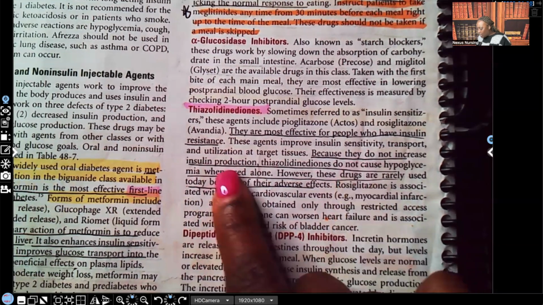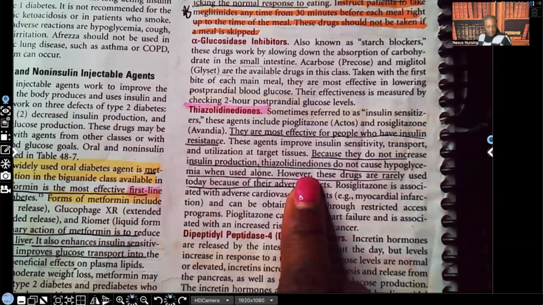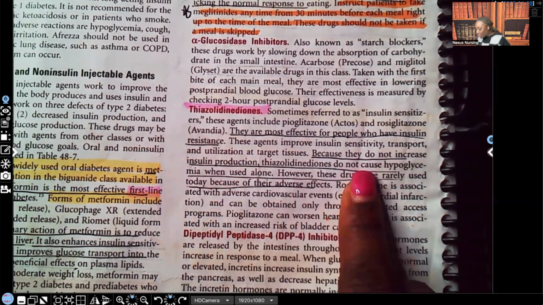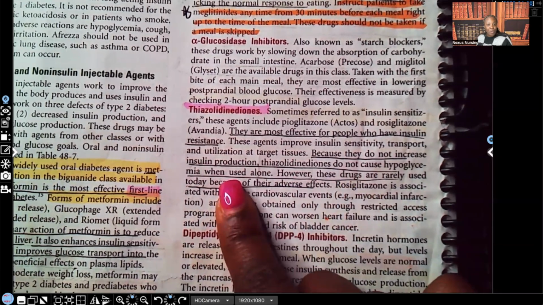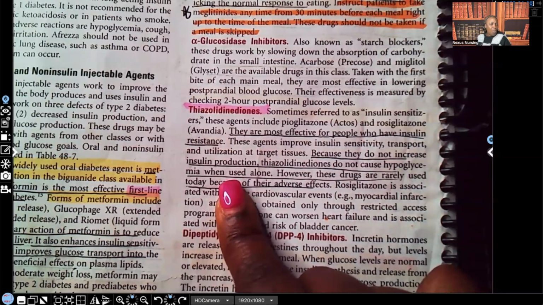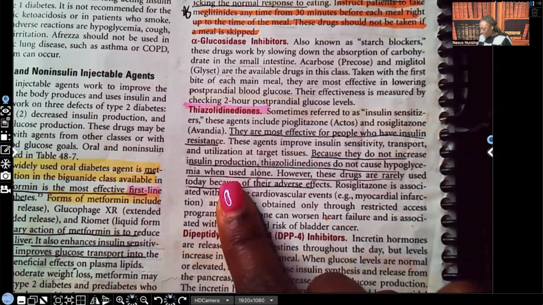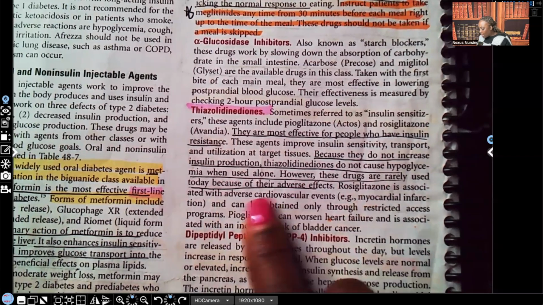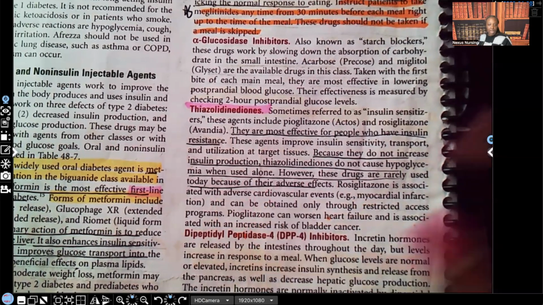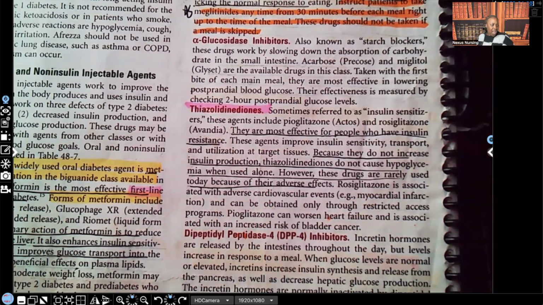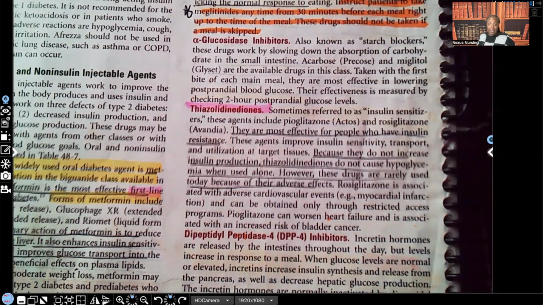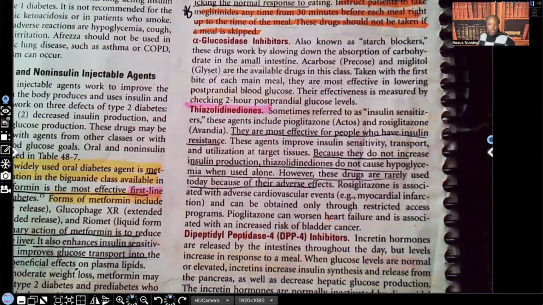Because they do not increase insulin production, this class of drugs does not cause hypoglycemia when used alone. So it makes sense, guys, that we would give this to the patients who already do have that insulin. The body just was not using it effectively. However, these drugs are rarely used today because of their adverse effects, and you guys can go over those adverse effects. I can't tell you the last time I've seen a nursing test question on that. That's why I'm not even going over it, but you read that on your own.